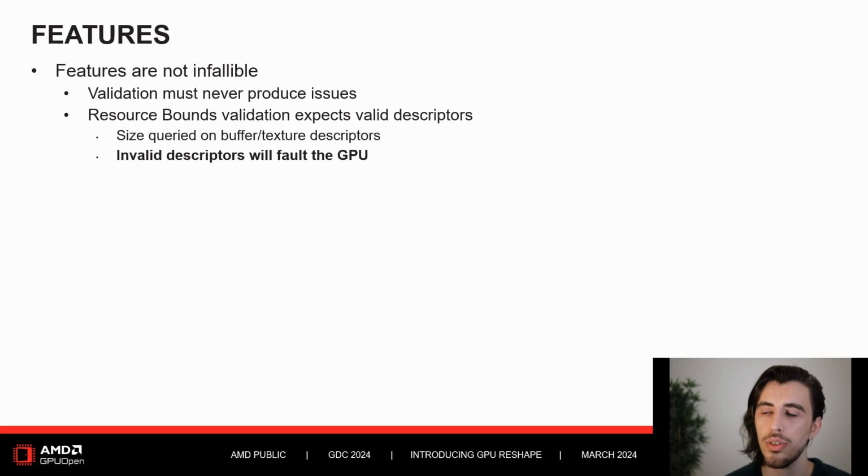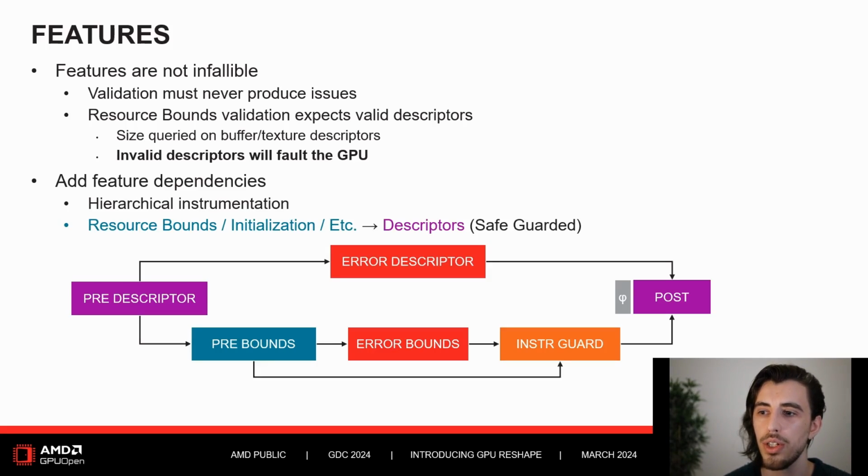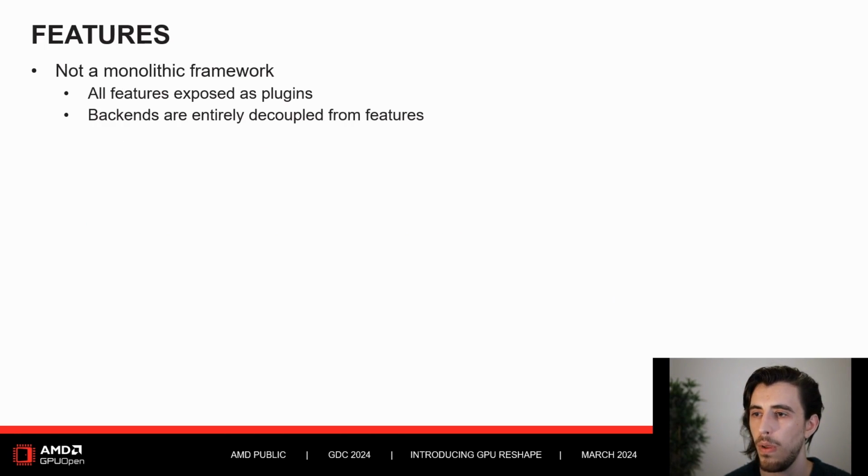The way this is handled is through what I call hierarchical instrumentation, in that features may have dependencies on other features. In this case, resource bounds validation depends on the descriptor validation. Descriptor validation runs first, guards the instructions, then resource bounds uses the already validated descriptor data in the guarded path. This is a very convenient way to ensure the amount of work needed by each feature. And yeah, I also want to note that this is not a monolithic framework.